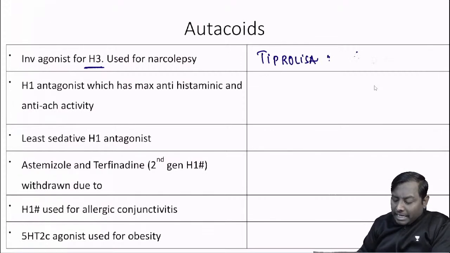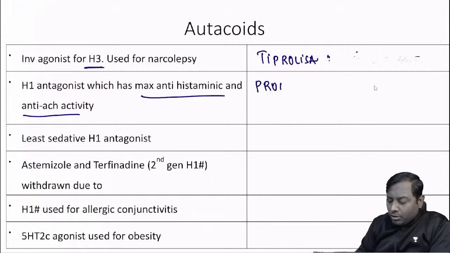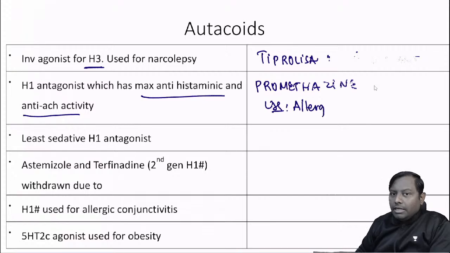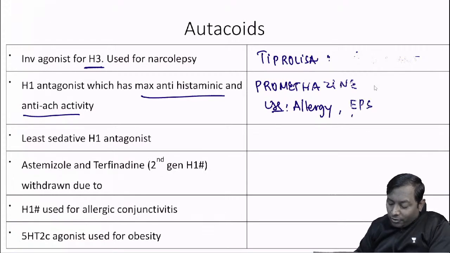The H1 antagonist that has maximum antihistaminic activity and maximum anticholinergic property is promethazine. Do you know that promethazine can be utilized in the management of allergy? Yes, it can. It can also be utilized for the management of extrapyramidal symptoms. It can also be utilized for motion sickness. If hyoscine is not there, this is the next best first line agent that you can use.